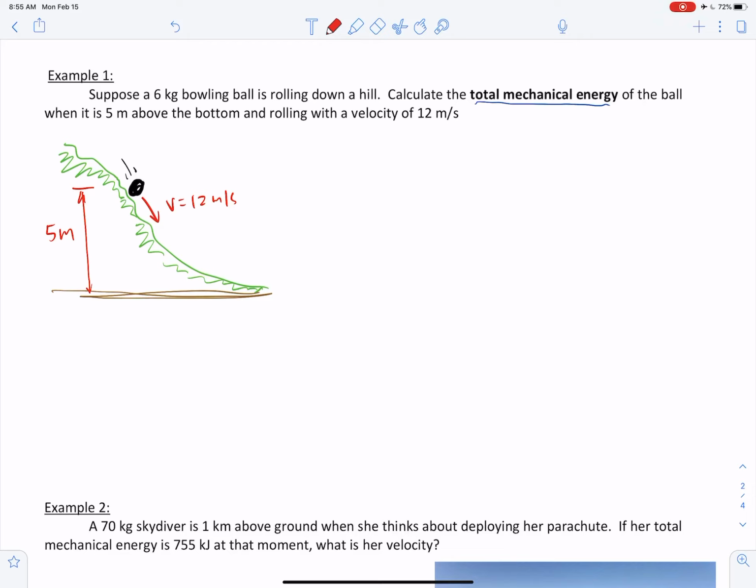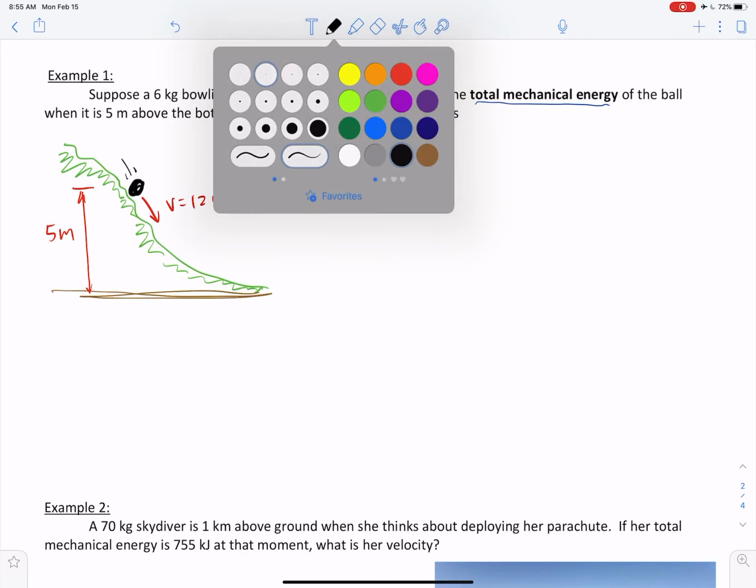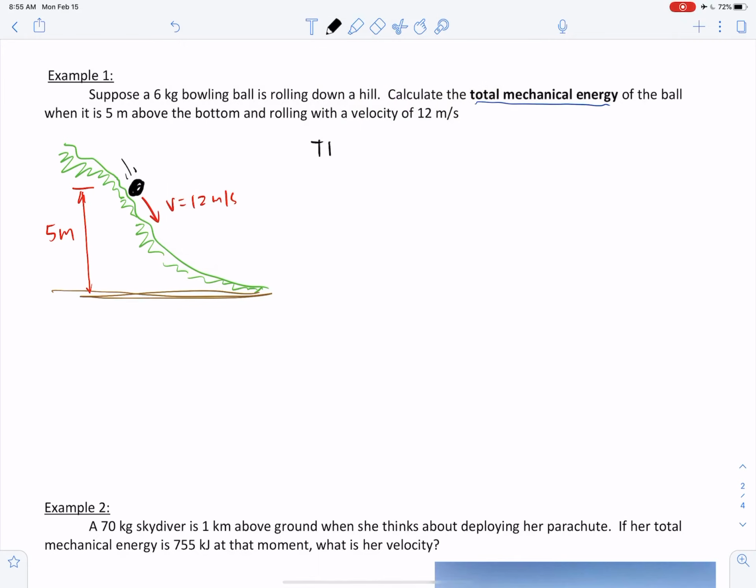All right, so total mechanical energy, right? That's what I'm being asked to calculate. Total mechanical energy, TME, is going to be the potential energy plus the kinetic energy. Okay, that's my starting point, potential plus kinetic. So I just need to calculate the potential and then the kinetic and add them up.